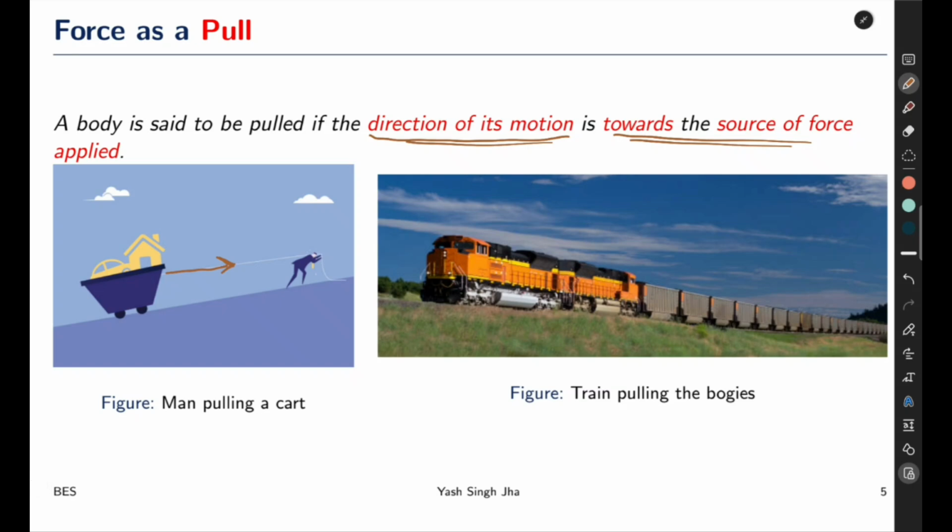Second example can be a train pulling the bogies. The engine, the powerhouse of the train, applies a force or pulls in the direction of motion. And as a result, the bogies move towards the source of force.